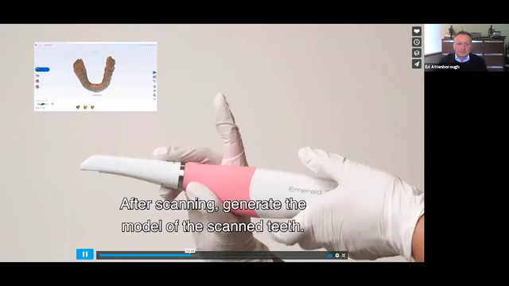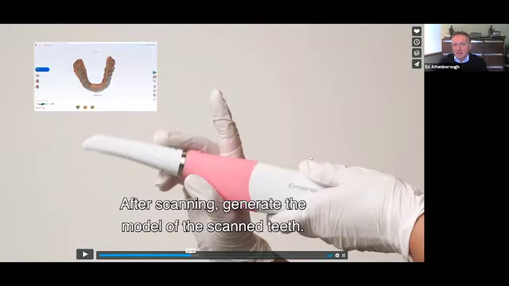So I think we'll stop it there. The model of the scanned teeth. And go back into the presentation, if you'll excuse me a second.